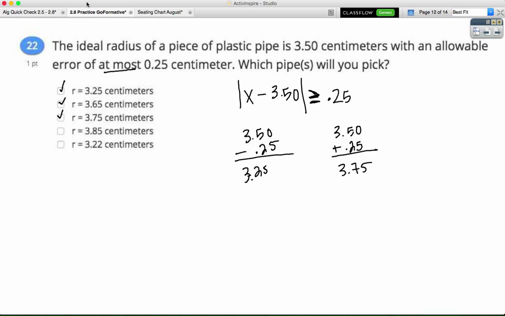So that should have been all of the questions on the 2.8 practice. There you go.